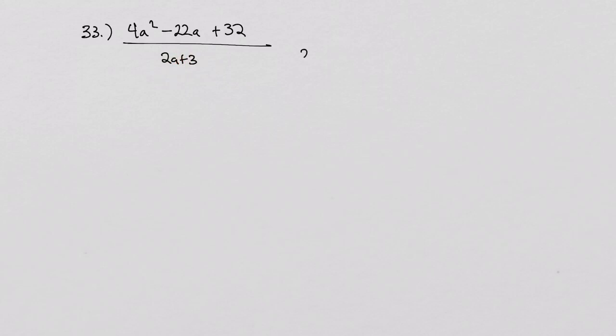So our divisor is 2a plus 3, and our dividend is 4a squared minus 22a plus 32. And we ask ourselves, how many times does 2a go into 4a squared? And it goes into it 2a times. So then 2a times 2a plus 3, that'll give us 4a squared plus 6a. And we'll subtract that.